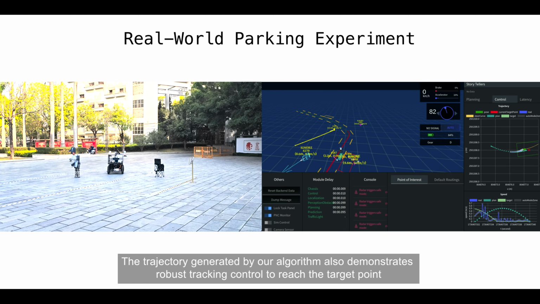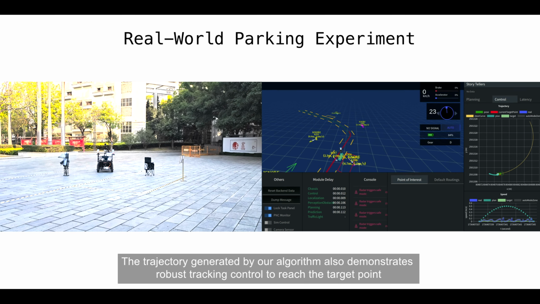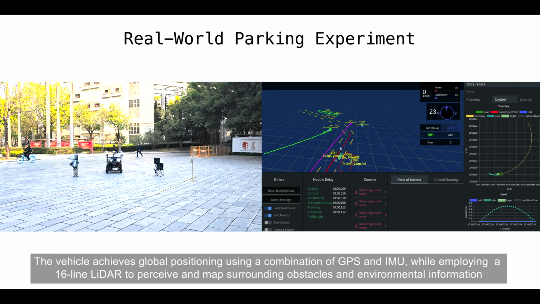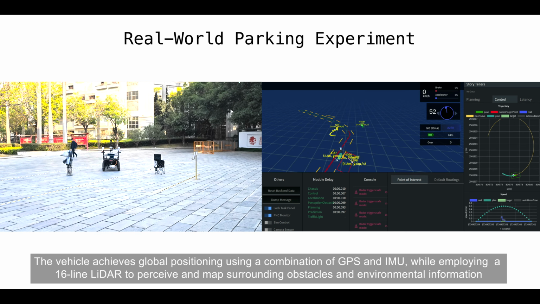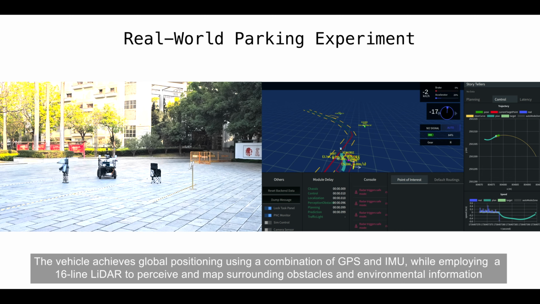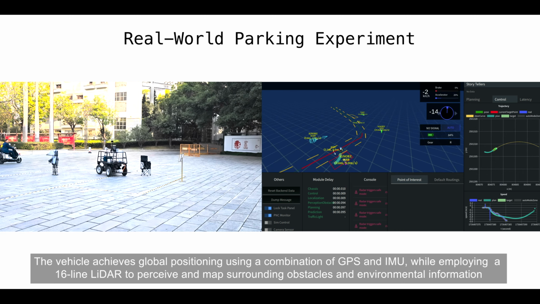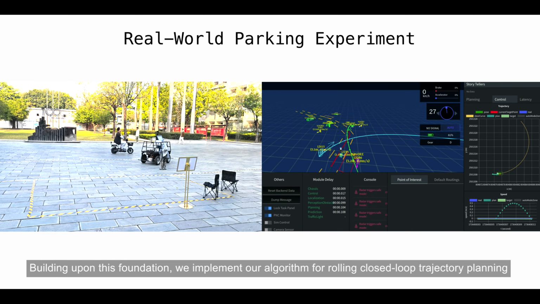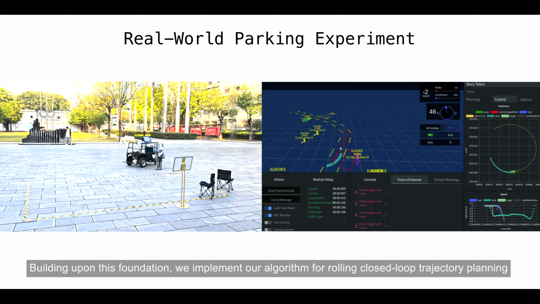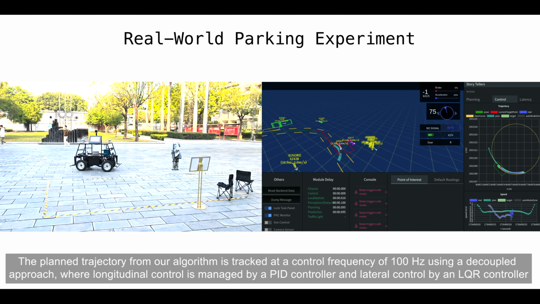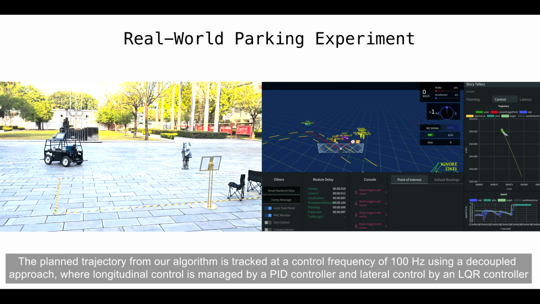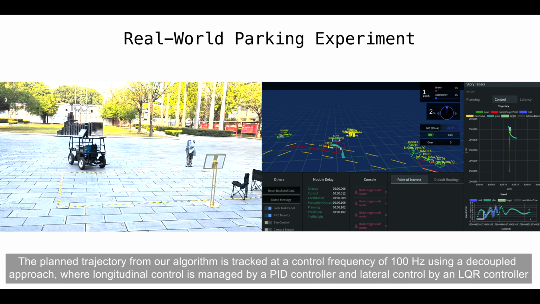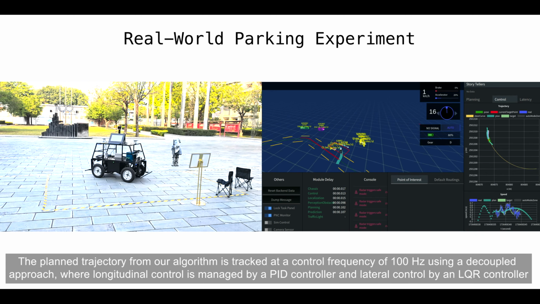The trajectory generated by our algorithm also demonstrates robust tracking control to reach the target point. The vehicle achieves global positioning using a combination of GPS and IMU, while employing a 16-line LiDAR to perceive and map surrounding obstacles and environmental information. Building upon this foundation, we implement our algorithm for rolling closed-loop trajectory planning. The planned trajectory from our algorithm is tracked at a control frequency of 100 Hz using a decoupled approach, where longitudinal control is managed by a PID controller and lateral control by an LQR controller.